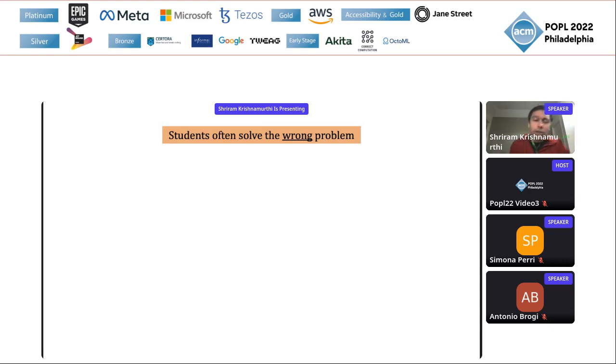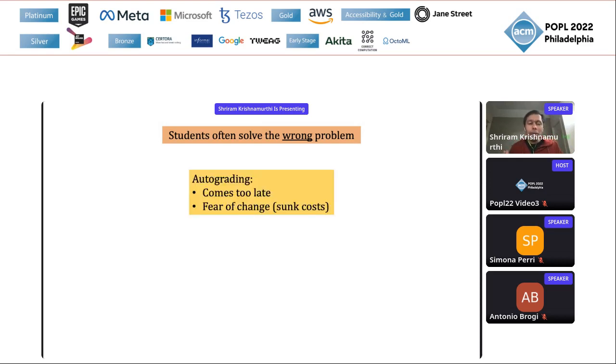Okay. So when I talk to people, they will often say things like, "Oh no, we use an auto grader." The problem is auto graders come too late. First of all, you have to have enough of a solution that you can give to the auto grader so that it can give you feedback. And by that time, you've already sort of finished the work, right?